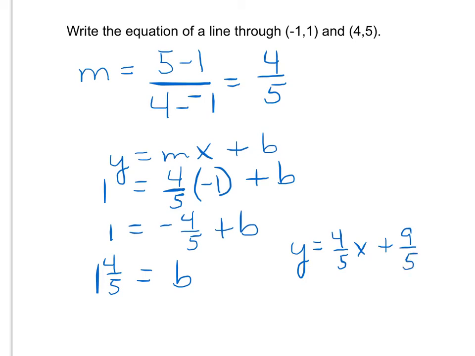Now if I wanted to graph that, I'd use the mixed form, the 1 4/5. I'd go up 1 4/5 of a block. But a lot of times when they write the equation of the line, because the slope's a fraction, they'll write the y-intercept as a fraction. But you can write that either way.